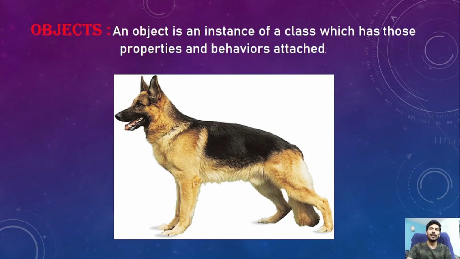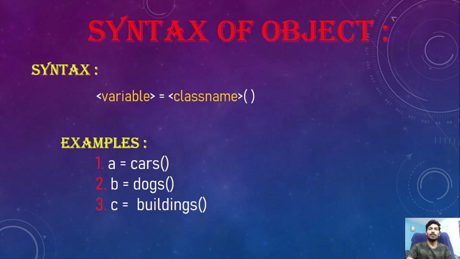Objects. An object is an instance of a class which has those properties and behaviors attached. For example, consider a class named dog, which has functions like barking, walking, running, etc. So walking, barking, eating can be the methods defined under the class. Syntax of object: variable name equals class name followed by an open and a closed parenthesis. The following are the examples.